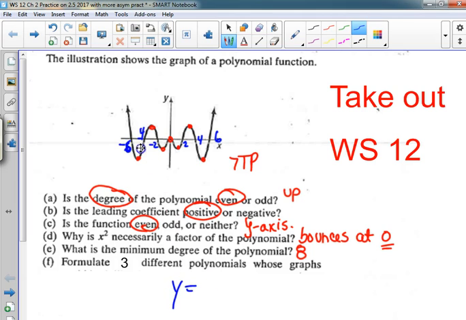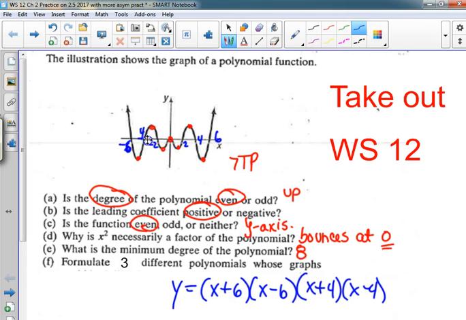Y equals, if it has a 0 at -6, and it has a 0 at both, right? X minus 6, okay? That takes care of those. X plus 4, x minus 4. X plus 2, x minus 2. It's not 1x out in front. It's an x squared because it is bouncing.